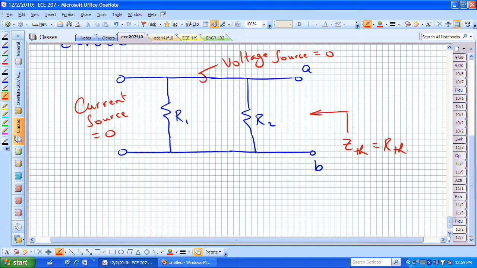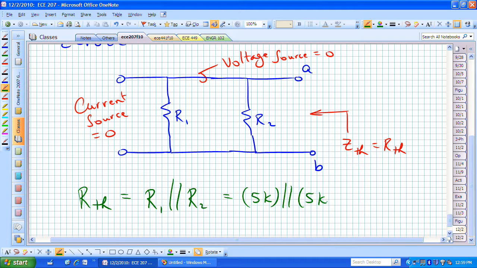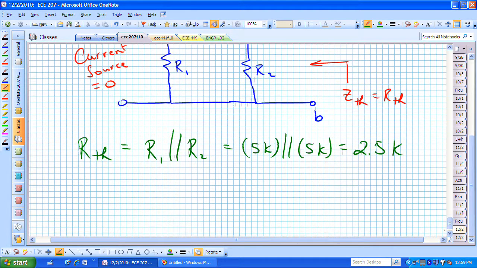Hopefully it's clear by this point in the semester that the equivalent resistance, R Thevenin, is just the parallel combination of R sub 1 and R sub 2. And R sub 1 and R sub 2 were actually equal, and because of that, hopefully even now you know that each of those, when put in parallel, if they're equal to begin with, just splits the impedance in half. So now we have 2.5K effectively for the resistance looking in to the left into terminals A and B.